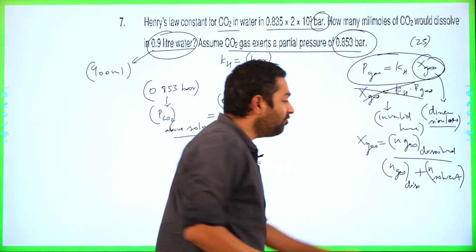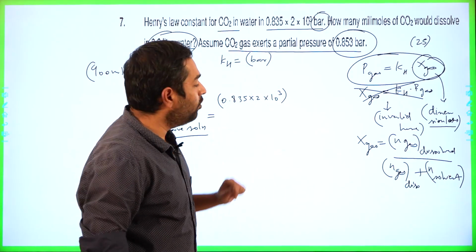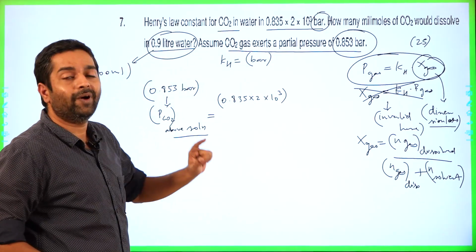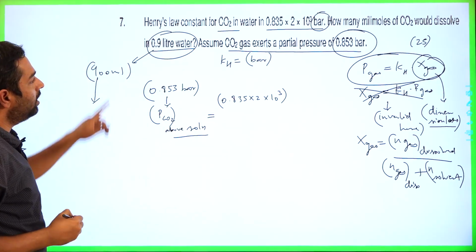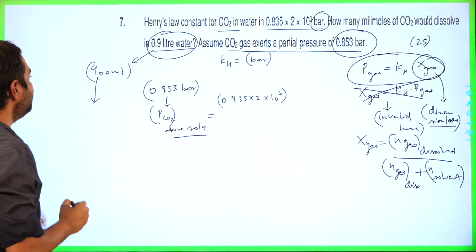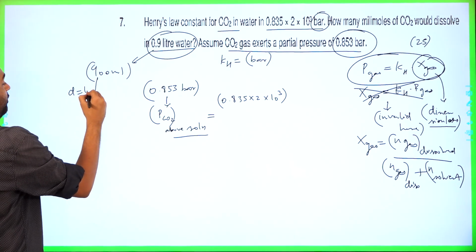So I need the number of moles of solvent in this case. The number of moles of solvent requires the mass of solvent, so I need to make an assumption here. What is the assumption I'll be making? A simple assumption that the density of water is 1 gram per ml.